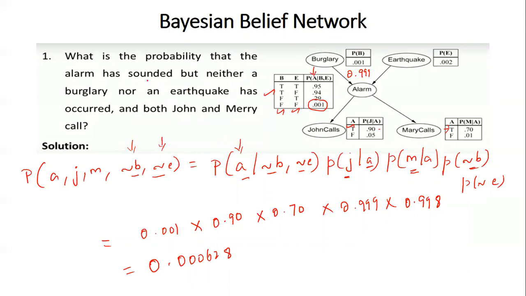What is the probability that the alarm has sounded, there is burglary but no earthquake, and John has called and Mary has called? And what is the probability that there is no burglary, but there is earthquake, and John has called and Mary has called? Or what is the probability that there is burglary and earthquake, there is an alarm, and John has called and Mary also called? Accordingly, you can fill in the appropriate variables and find the solution.